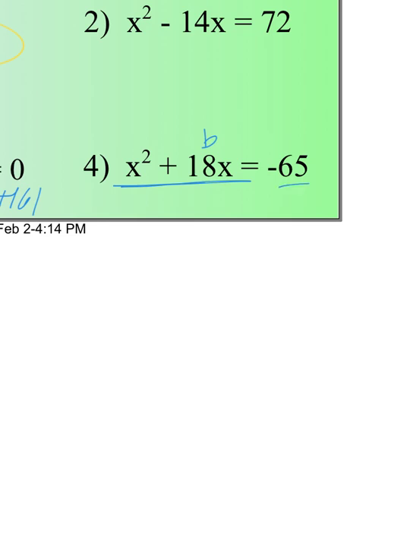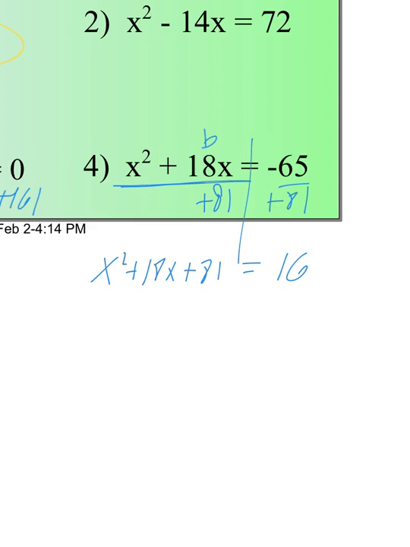Number 4. B is 18. So remember, it's b divided by 2 and then square it. 18 divided by 2 would be 9. 9 squared is 81. So I'm going to add 81 to both sides of this equation. Over here, I'm going to get x squared plus 18x plus 81. And on the right side, I get, I think it's 16, when I add the 81 and negative 65. Yep, 16, which again works out nice.